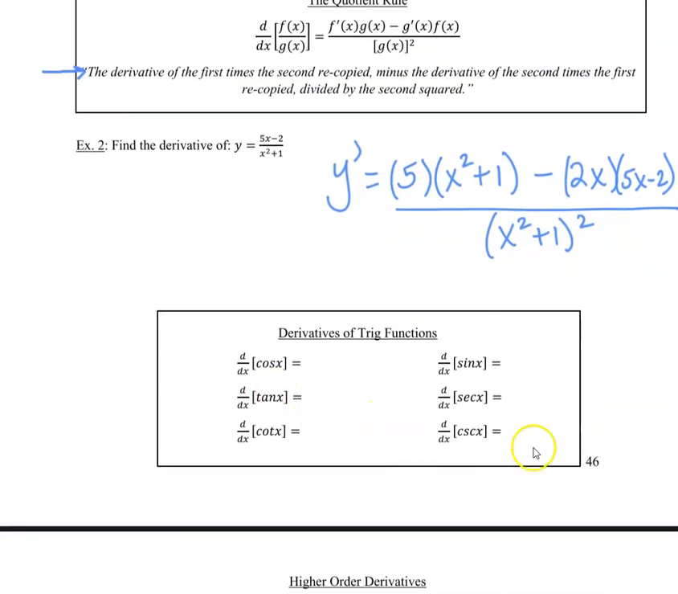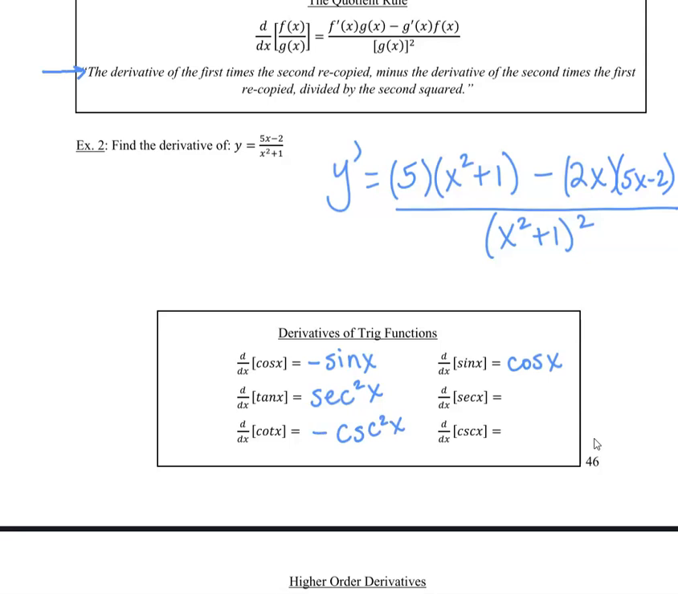Next, I want to talk about the other trig functions. Previously, I gave you the derivatives for cosine and sine. As a quick refresher, d dx of cosine, remember, was negative sine x, and the derivative of sine x was cosine x. Now let's talk about the other 4 trig functions. So the derivative of tangent is going to be secant squared x, and the derivative of cotangent is going to be negative cosecant squared x.